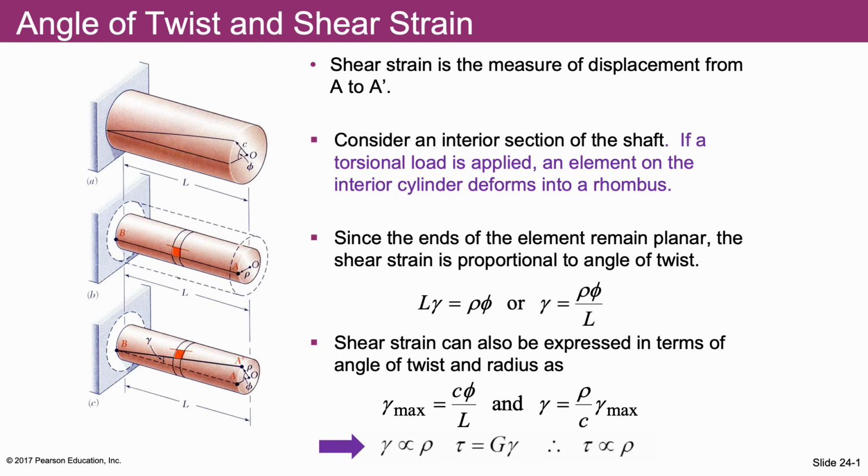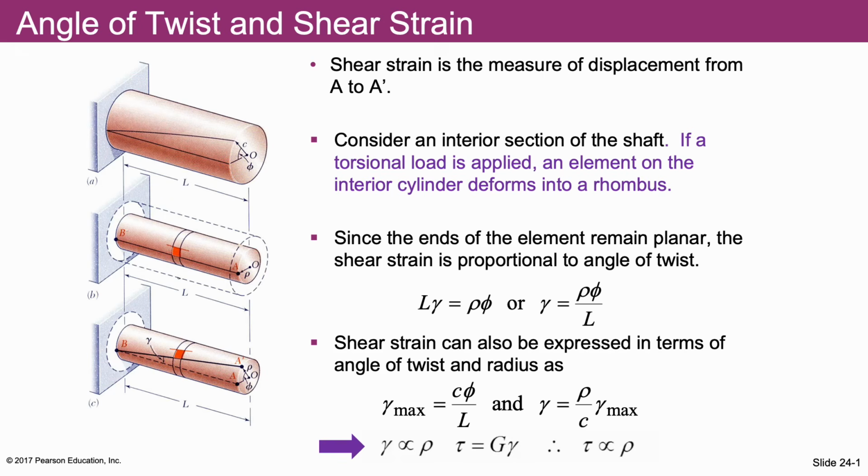The maximum shear strain occurs at the surface of this shaft when we replace rho, which represents radial distance from the center of the shaft, by C. C is the radius of this shaft. In this case, the maximum shear strain here would be equal to C phi over L. And we can also calculate the shear strain as a function of rho, radial distance, and as a function of maximum strain.